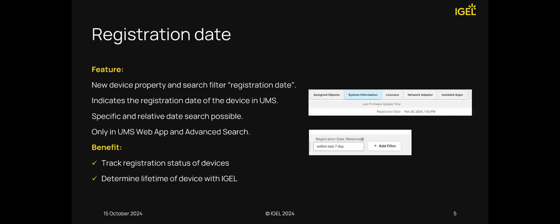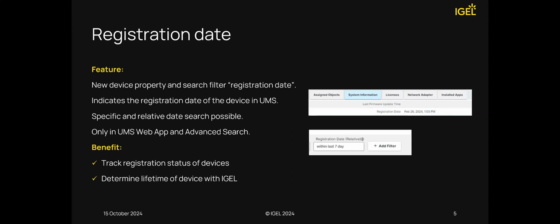Okay, another small improvement, but can bring a lot of value for some use cases, is that we track the registration date of the device in the UMS, and you can now see it in the system information in the UMS web app. You can then use this new field, for example, in the advanced search in the UMS web app to look for devices. You could do it either on a specific date or within a specific time frame.